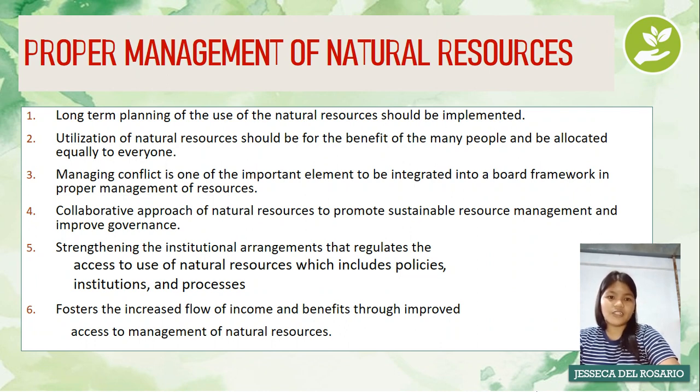For example, the community where there is a scarcity of water should be prioritized to be allocated with water supply rather than those people who do not experience scarcity of water and need less of its supply. Second, utilization of natural resources should be for the benefit of many people and be allocated equally to everyone. That's why natural resources are distributed well and wastage can be avoided.